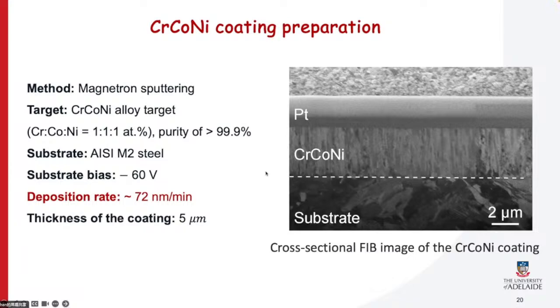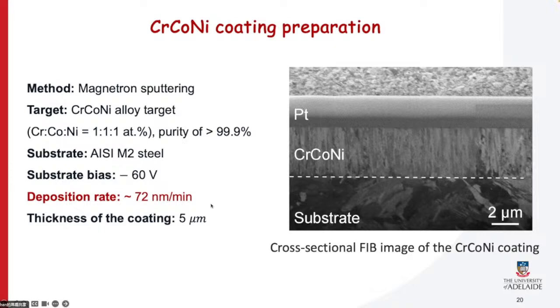This time we choose to work on chromium cobalt nickel medium entropy alloy. This is because according to theoretical calculation, the FCC phase observed in chromium cobalt nickel alloy is the metastable phase, which was retained by quenching from high temperature. We know that magnetron sputtering is a low temperature process, and the stacking fault energy of chromium cobalt nickel is pretty low or even negative according to the theoretical calculation. So it will allow us to form the dual phase structure, both FCC and HCP.